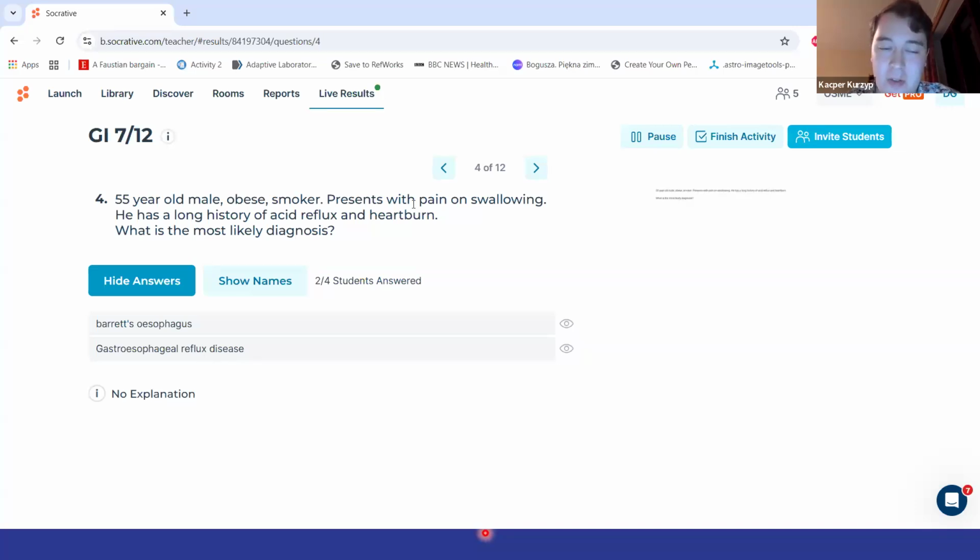Yep, those are two very likely things that are going on. So yeah, pain on swallowing, male obese smoker, all of the risk factors for GERD. The pain on swallowing may be pointing you a bit more towards something has already happened in the esophagus, but again, it's not specific. And the long history of acid reflux and heartburn are pointing you again towards Barrett's, but GERD is definitely there. So I'm going to take both answers as correct.